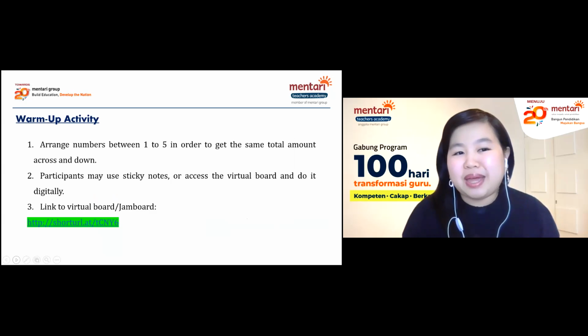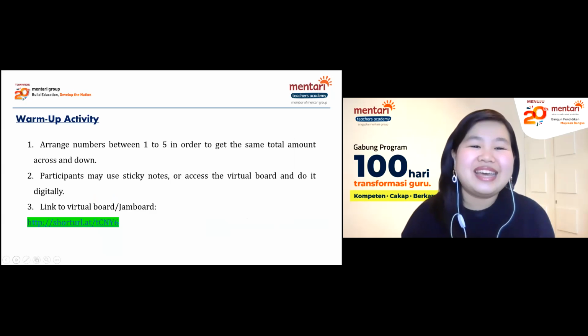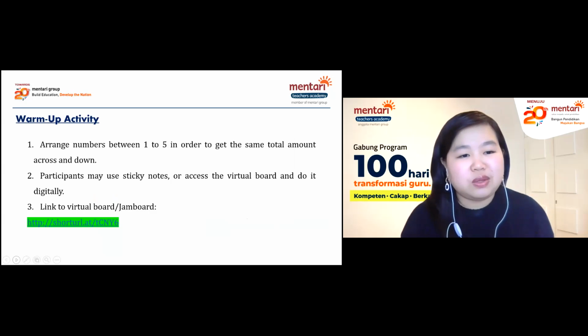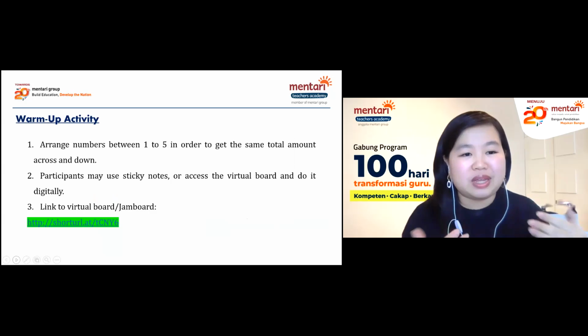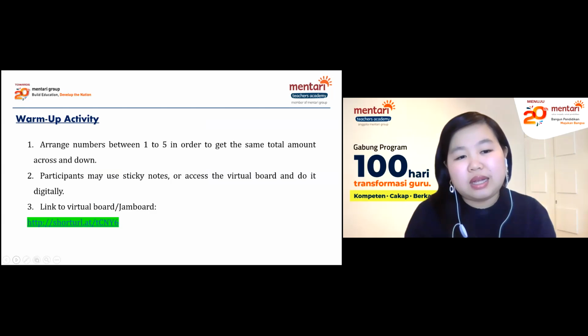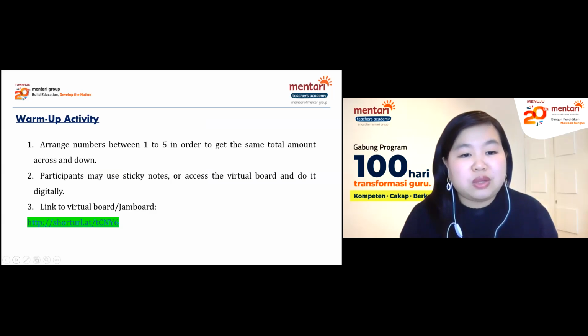And let's begin by doing a little bit of warm-up activity here, just to get us ready for what's coming ahead. Okay, so this activity is quite simple, and if you have your post-it notes, you might want to take those post-it notes out just so that you can get involved directly in this activity. So let me share the instruction first with you, and then I will demonstrate a little bit what I mean by this. So here, we would like to arrange numbers between 1 to 5.